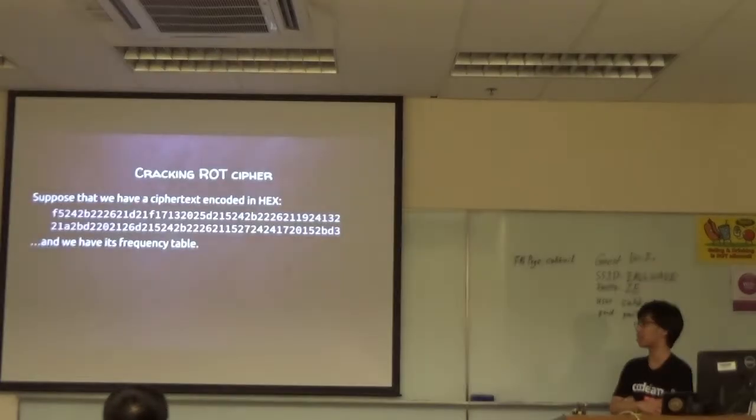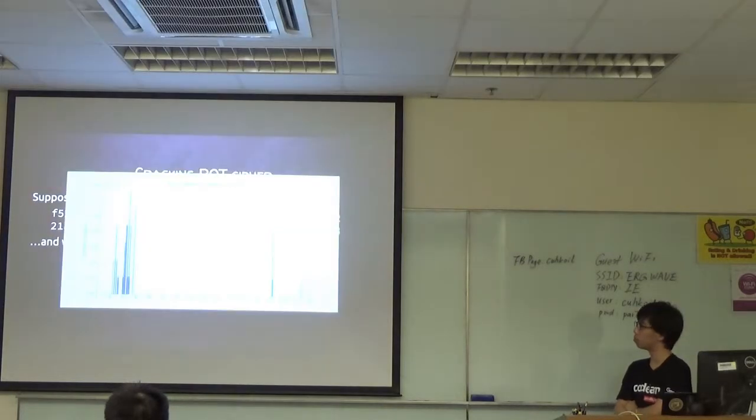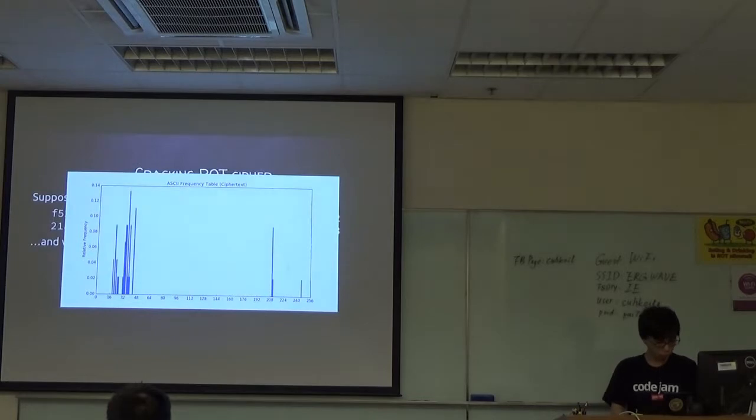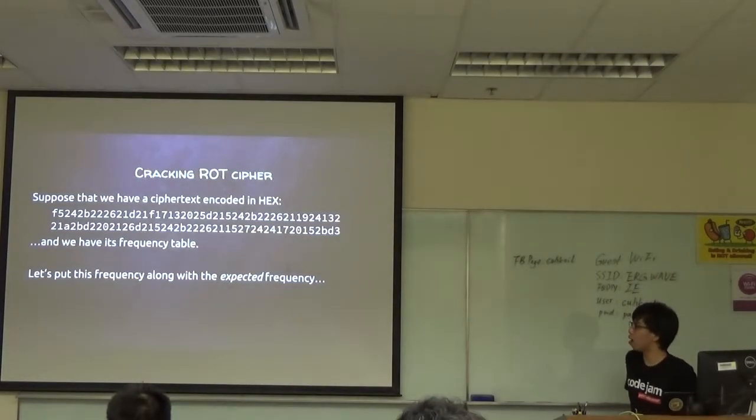Suppose that we have a ciphertext encoded like this. Of course, we have the whole ciphertext, and we could always return its frequency table. This is its frequency table. What can we do with it? We can put it side by side with the expected frequency.